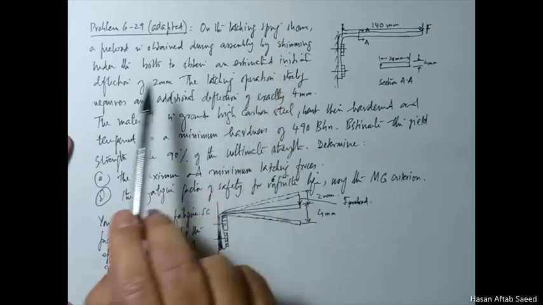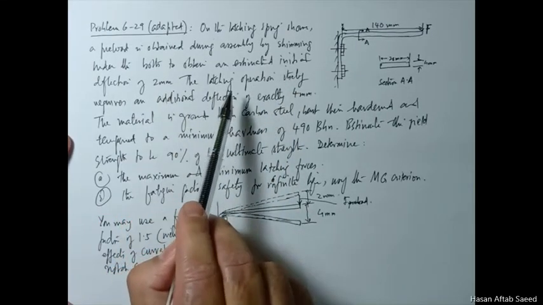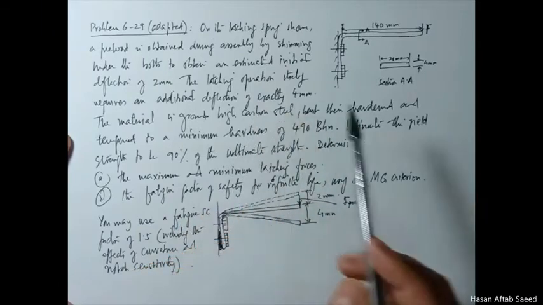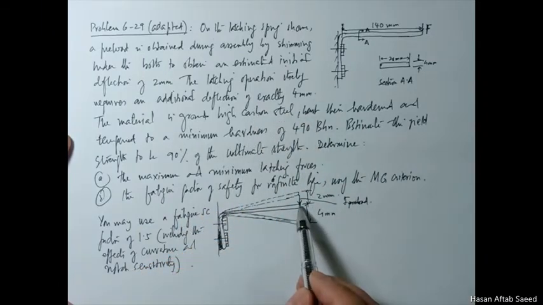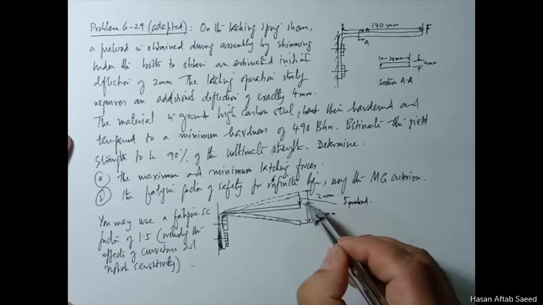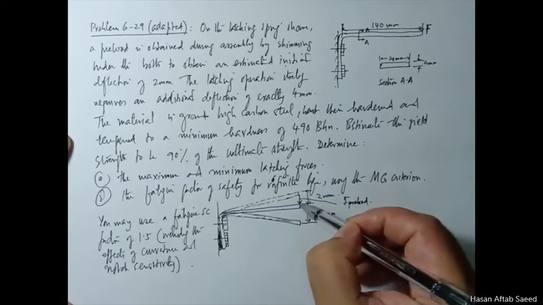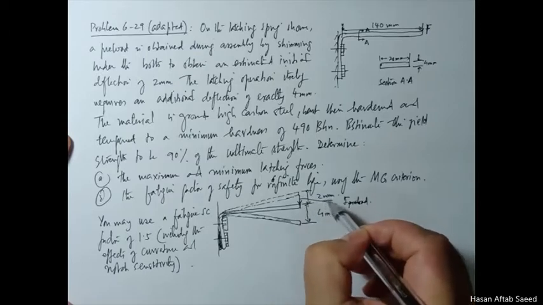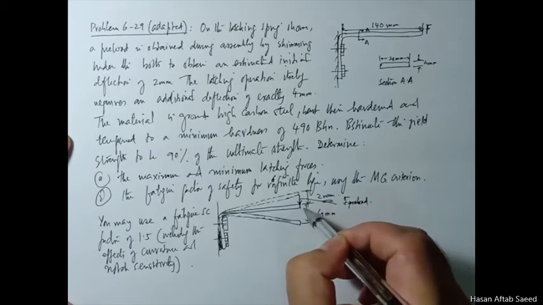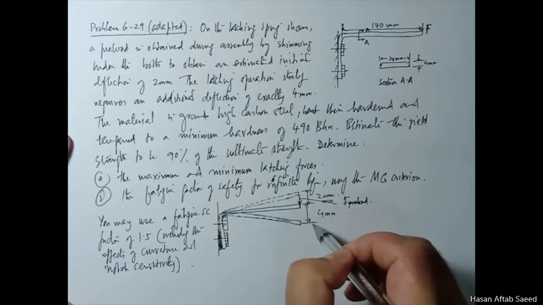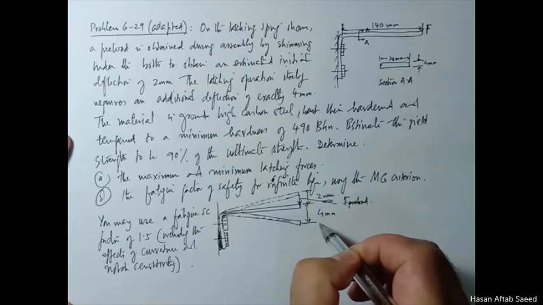To obtain an estimated initial deflection of 2 millimeters, the latching operation itself requires an additional deflection of exactly 4 millimeters. So this is the starting position now after the preload application, and then the latching operation requires another 4 millimeter deflection. So there is a preload which is responsible for 2 millimeter deflection, and then there is a further 6 millimeter. So the total force at this point will be corresponding to a 6 millimeter deflection.